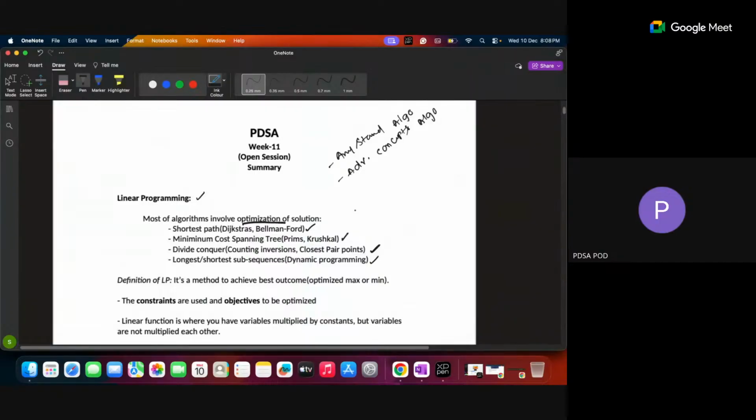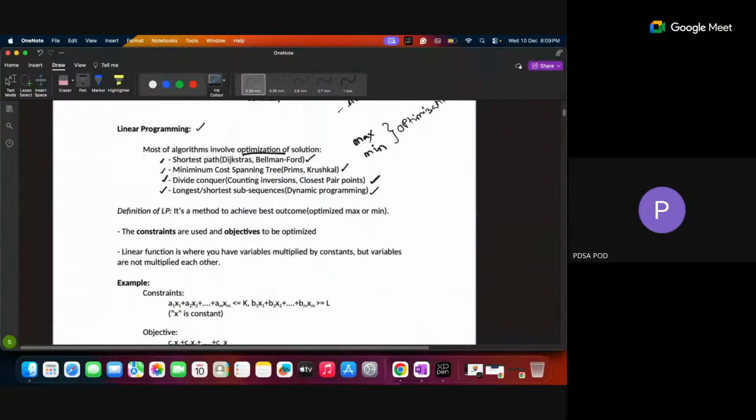Optimized means whether you target a maximum value or a minimum value. So optimized means maybe you try for maximum profit, or you try for minimum loss. These algorithms are pretty clear, and we have done practical implementation of them using a programming language.